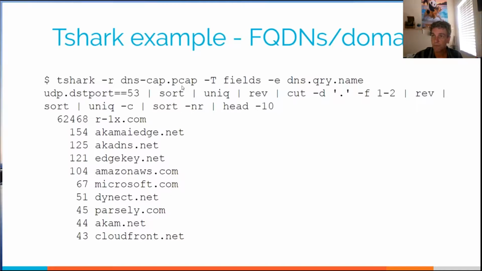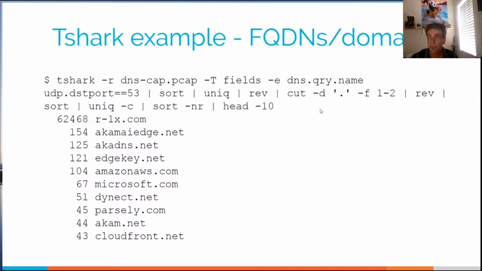tshark is going in, it's reading in the capture file, specifying fields, and the only thing I'm specifying is -e, show me the DNS query name field. That's it. So any DNS packets that don't have that field, it's not going to bother showing me anything. And I'm saying only show me UDP destination port 53 traffic. Now, if I wanted to be complete, I could go in and say, or TCP destination port equals 53. That way, if it switched over to TCP, I'll catch it that way as well.